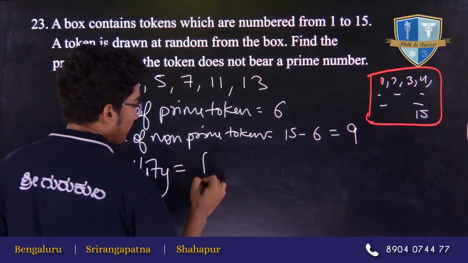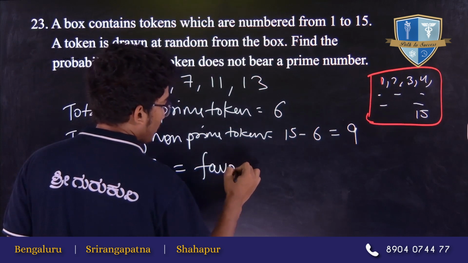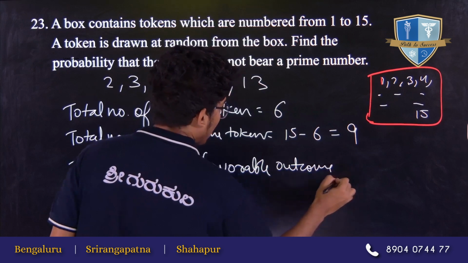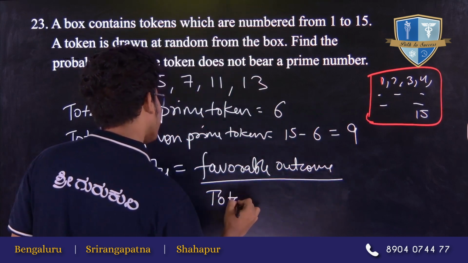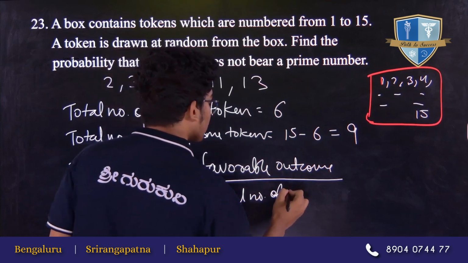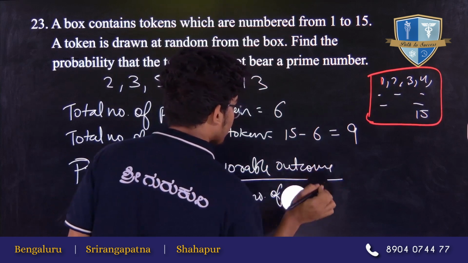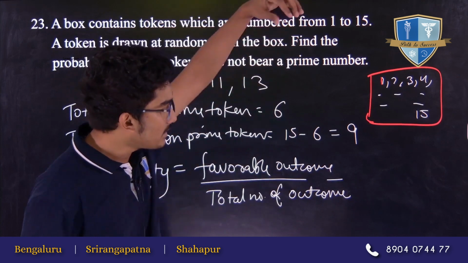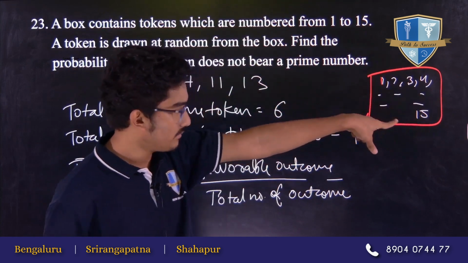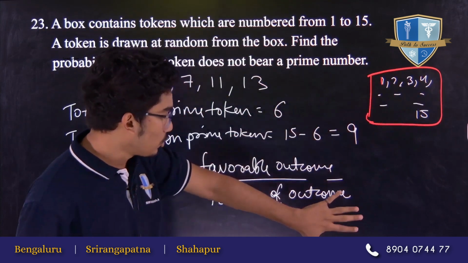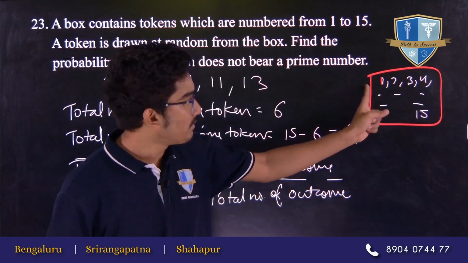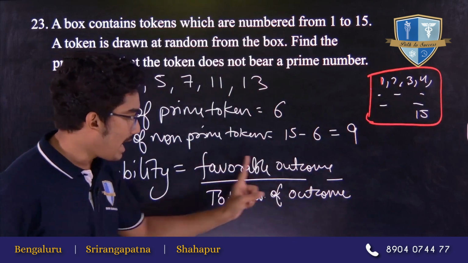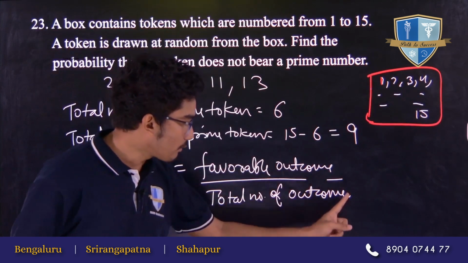Probability is favorable outcome divided by total number of outcomes. Now if I am putting my hand in this box, I can choose any out of this 15, right? So the total number of outcomes that I can have, it can be 1, 2, 3, 4, any of these tokens. So total number of tokens are 15. So I can choose any one out of those 15, right? So total number of outcomes are 15.